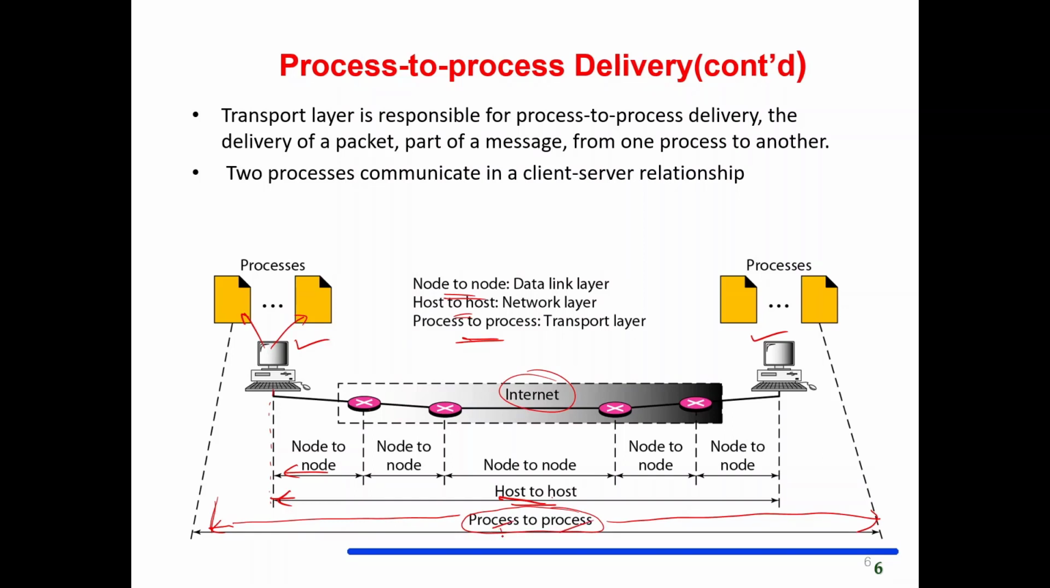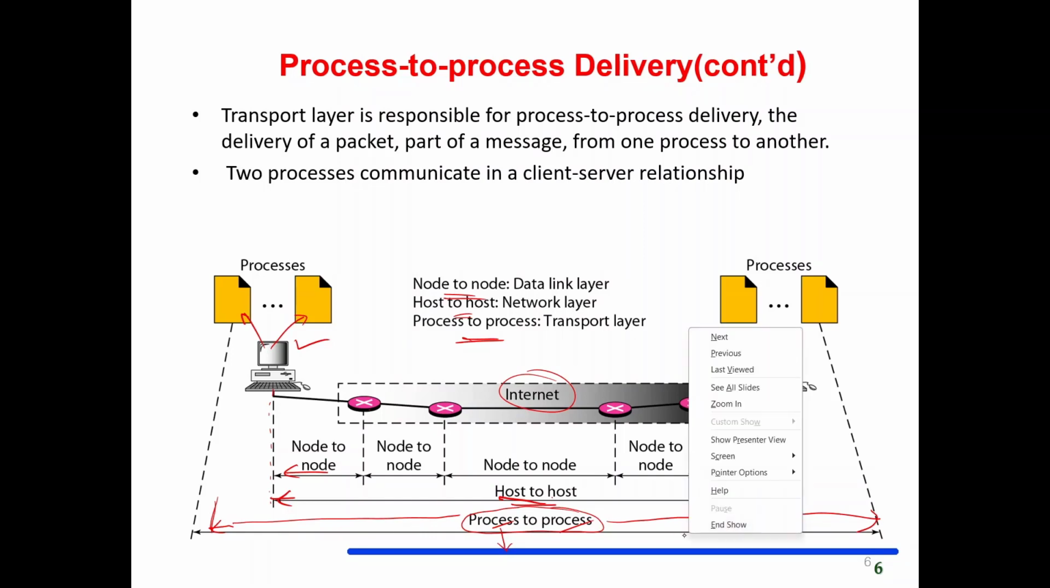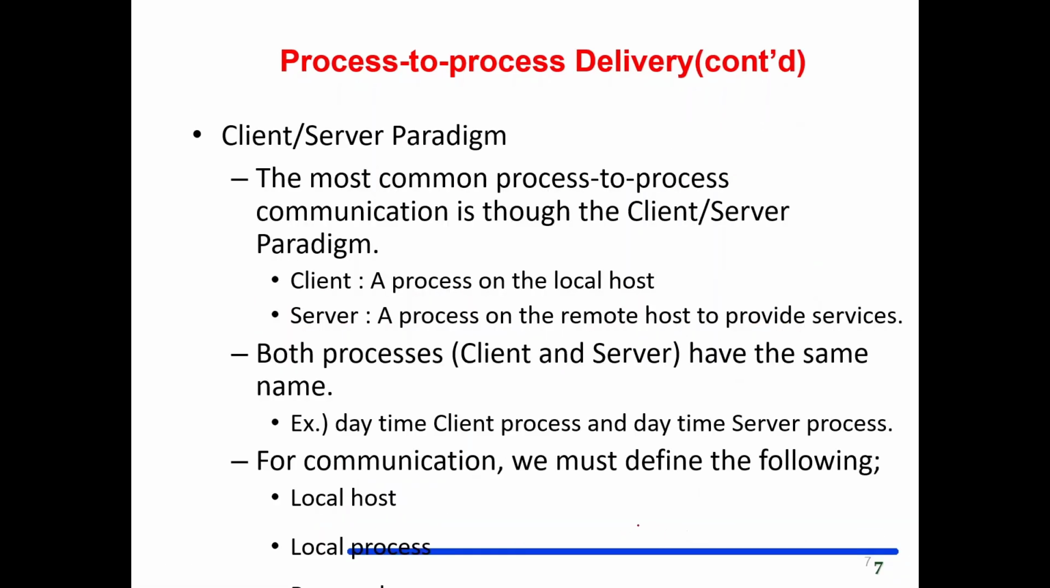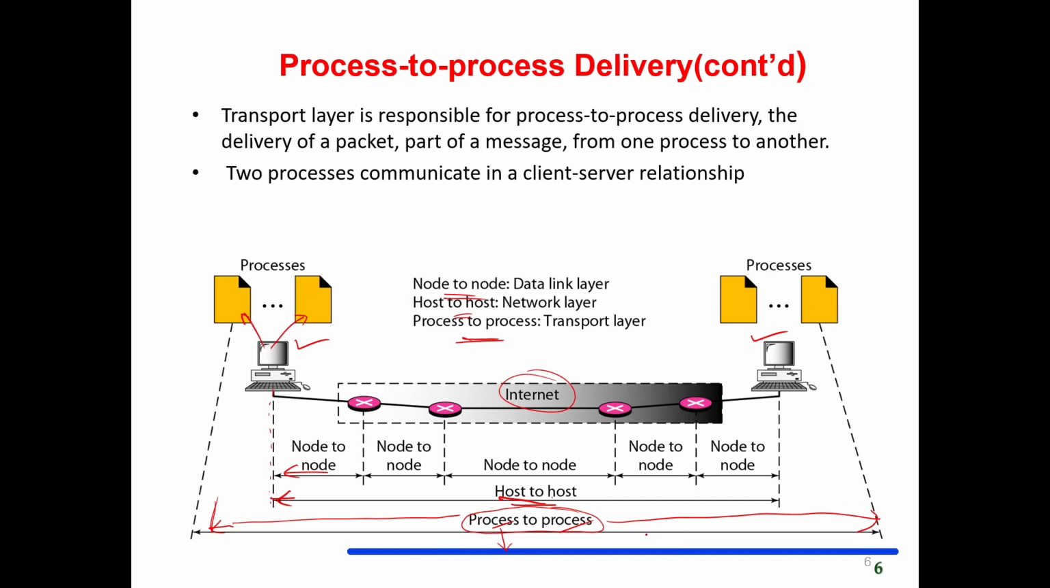Please understand that a process is nothing but whatever you are operating on your mobile phone. You open your WhatsApp, that is one process. You send some mail, that is one process, right? You open your messages, that is one process. Each process will have some port addresses, some predefined port addresses. That is called process to process delivery, and the transport layer will take care of it.